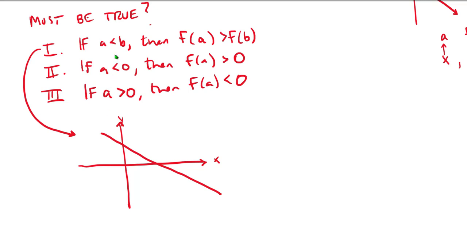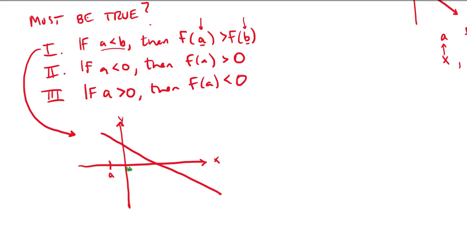I am going to abide by the if portion of Roman numeral 1. This is called the hypothesis. This part is called the conclusion. You don't really need to know that for this question, but the hypothesis here says that a is less than b. So what I'm going to do is I'm going to pick an a value, which again, I know that that a value is an x value and the b value is an x value because the a and the b are in parentheses there. So those are x values.